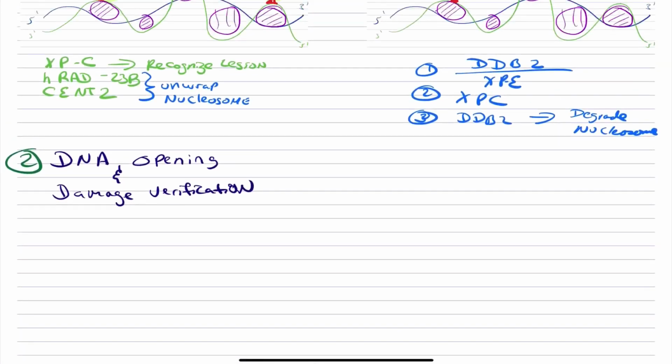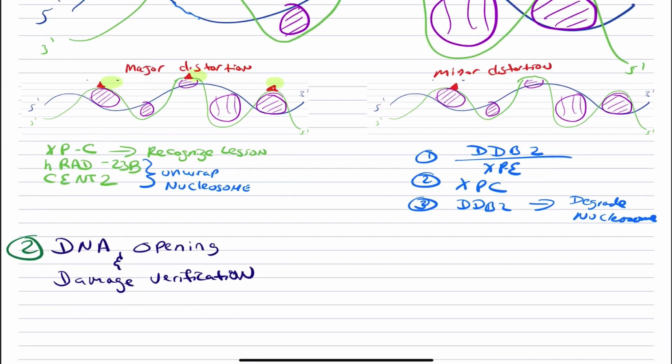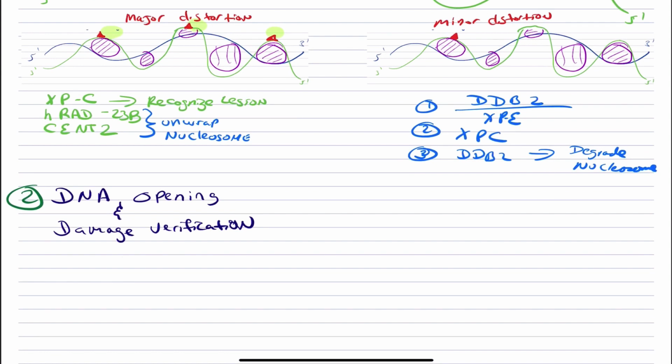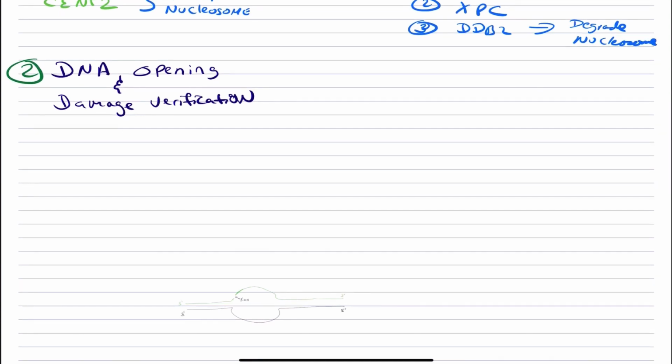By the way, before I go over there, between the major and minor distortion, the only difference between the two is recognition. Once we recognize, all the other steps are essentially the same. So with that said, for DNA opening and damage verification, we need what are called the transcription factor 2H proteins.